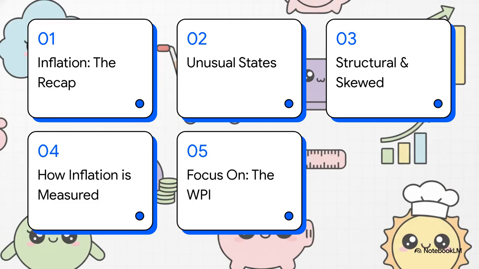So, here's our game plan. We'll kick things off with a super quick revision of the basics. Then we'll jump into the more complex, unusual states of inflation. After that, we'll unpack its structural causes, see how it's actually measured, and finally, we'll zoom in for a close-up on the Wholesale Price Index, or WPI.